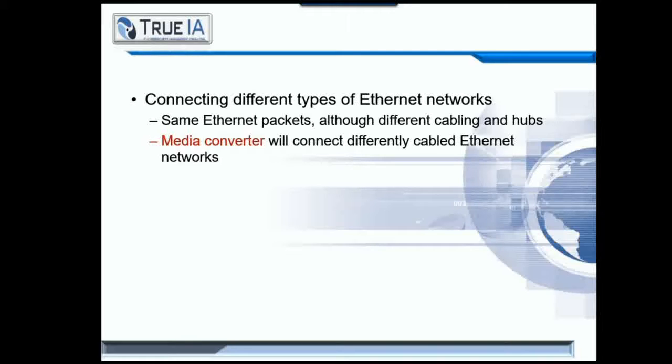It is possible to connect two different types of Ethernet networks together because Ethernet is standardized. They're using the same packets, although the cabling and the hubs are different. The media converter will connect differently cabled Ethernet networks together.